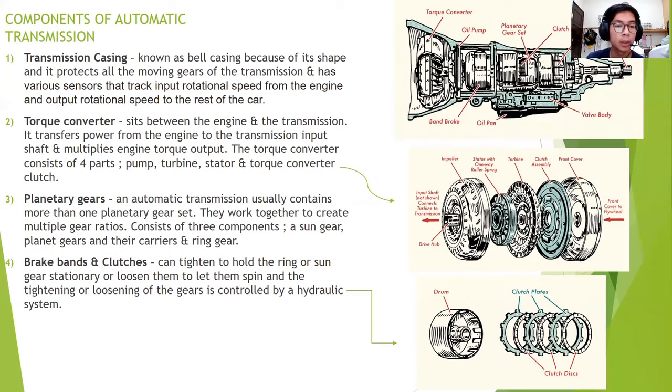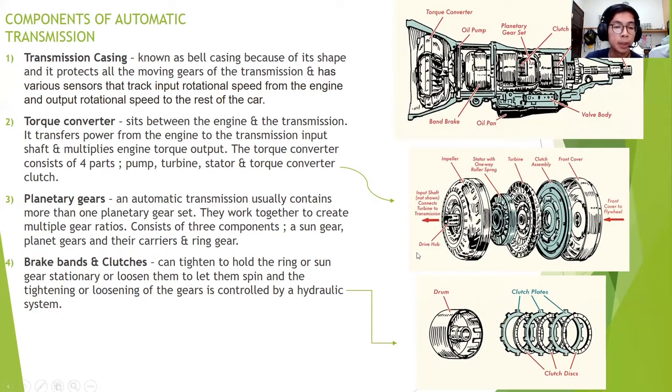Thirdly, planetary gears. An automatic transmission usually contains more than one planetary gear set. They work together to create multiple gear ratios. The planetary gears consist of 3 components: a sun gear, planet gears and their carriers, and a ring gear.